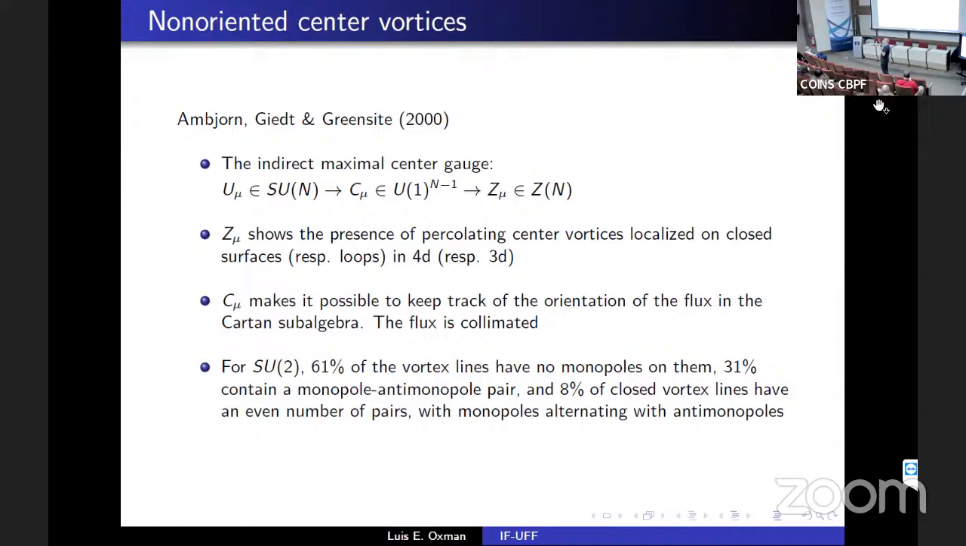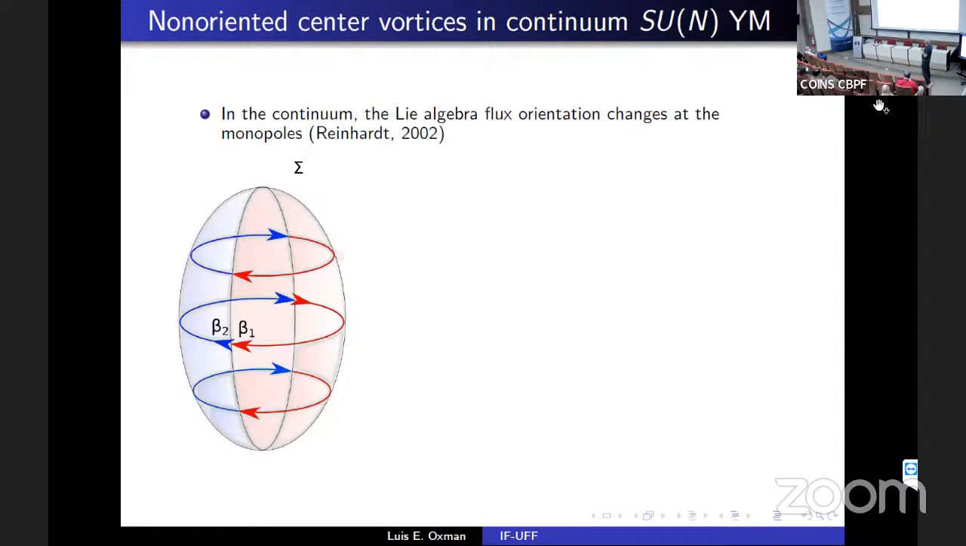And in fact, for example, for SU(2), where these simulations were done, 61% of the vortex lines have no monopoles, but 31% contain a monopole anti-monopole pair, and 8% of closed vortex lines have an even number of pairs. So in general, the situation is more like this. You have a lot of configurations which look like this. You have a red center vortex line, which changes to a blue center vortex line, and this propagates. And at the junction between beta one and beta two, you have a monopole.